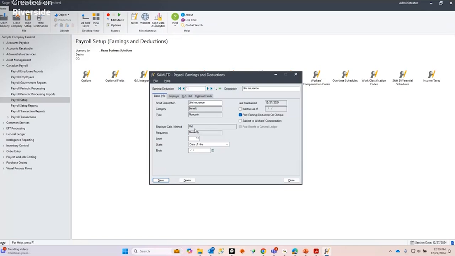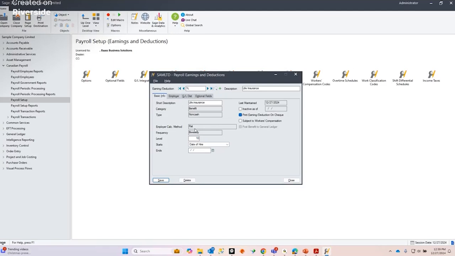So what's going to happen when you add this code to the employee's profile is the employer is paying for the premium, but the portion that the employer is paying for is taxable to the employee. So when you calculate the pay and you're looking at your pre-check register, you will see that there is a tax amount that's going to be included for this benefit.